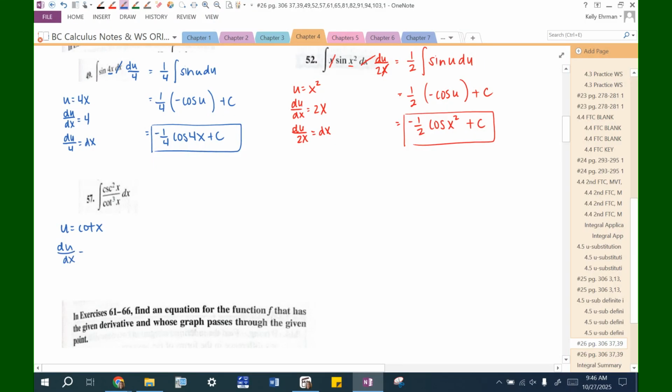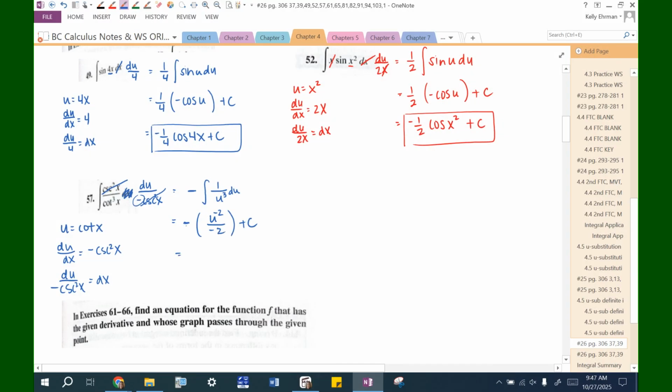du dx is equal to the derivative of cotangent, which is negative cosecant squared x. So du divided by negative cosecant squared x will equal dx. So this dx is getting replaced with du divided by negative cosecant squared x. So that cosecant squared cancels with that one. You do still have a negative integral of 1 over u to the third du. That's negative times, so this is u to the negative 3. So when you add 1, you get u to the negative 2 divided by negative 2 plus c.